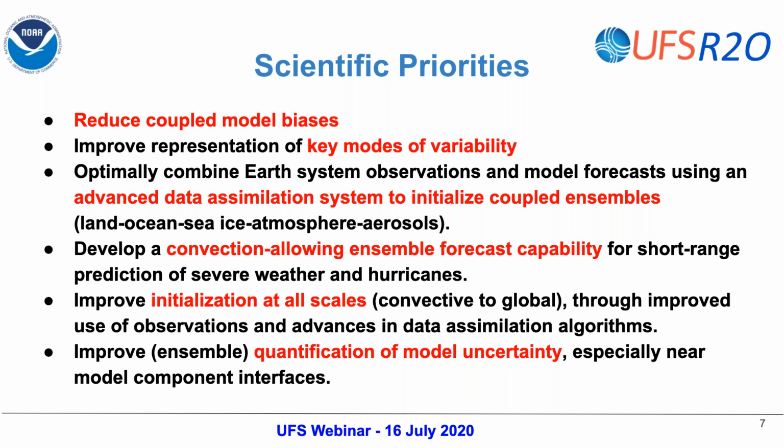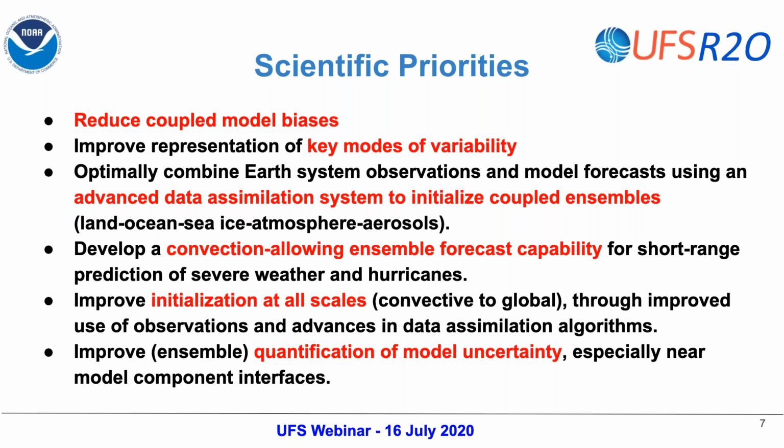Another science problem is convection-allowing ensemble forecast capability. This is kind of a holy grail for the short-range forecast. We have quite a number of things that are running in operations now, and quite a number of promising research directions, so we want to bring those together. We want to improve initialization at all scales, from convective to global. And this is not only my third bullet there, looking at advanced data assimilation, but also thinking about how we can do a better job of pre-processing and thinking about our observational database.